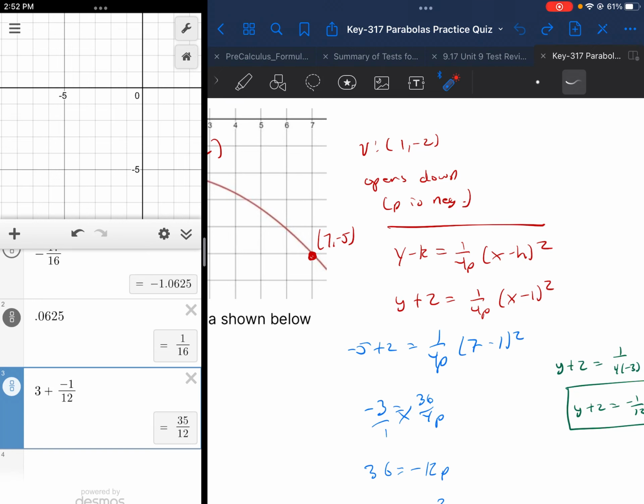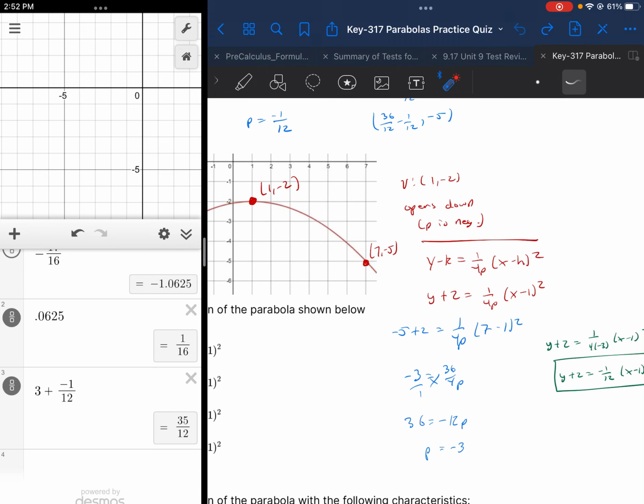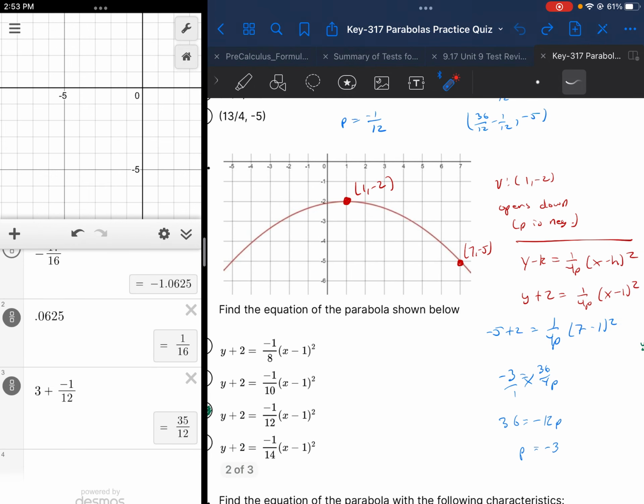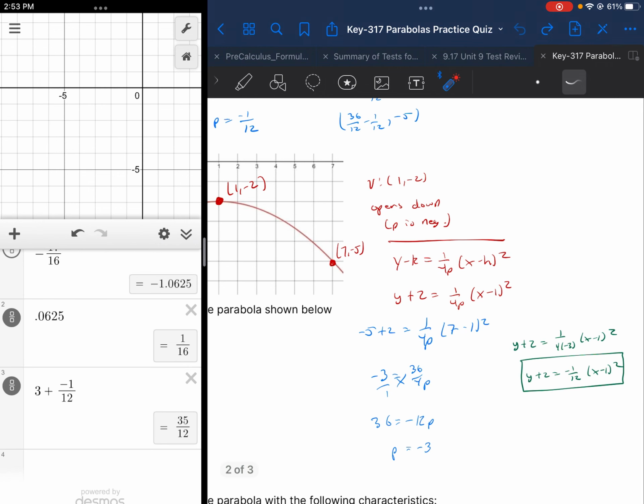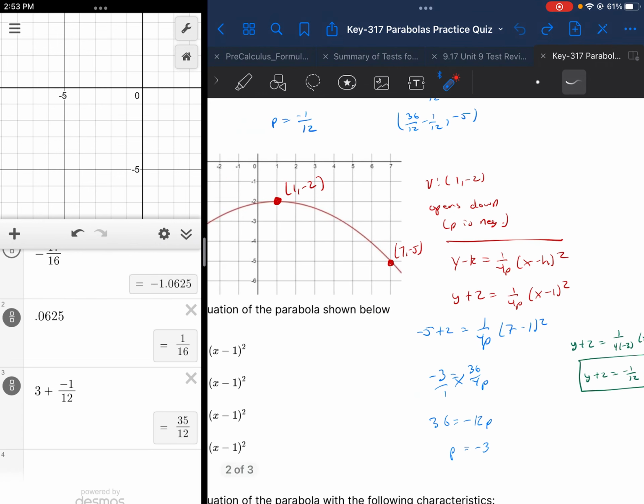So it opens down. That means we have a vertical parabola. That means we lead with y. We know that the y-coordinate for the vertex is negative 2, so we'll have a y plus 2. We know the x-coordinate of the vertex is a positive 1, so we'll have an x minus 1. But we don't know what that p-value is. Now, one way that we can find that p-value is by taking points from the graph and inserting them into the equation for x and y so that p is the only thing left over to solve.